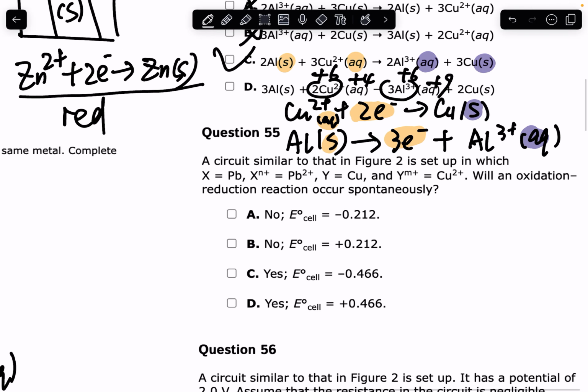Question 55. A circuit similar to that in figure 2 is set up in which X equals Pb. X ion is Pb2+, Y is Cu, and this Y ion is Cu+. Will an oxidation reduction reaction occur spontaneously? Okay, perfect.